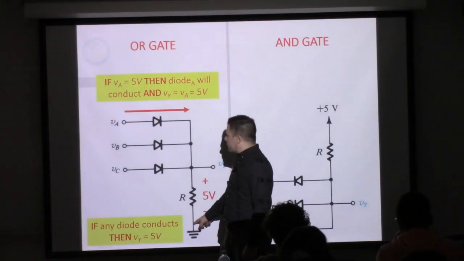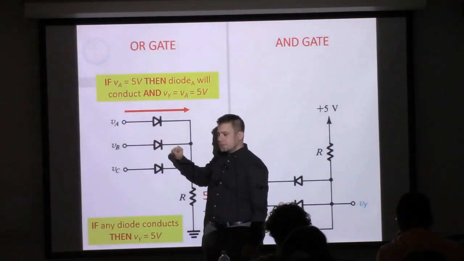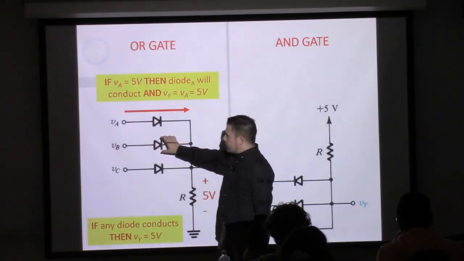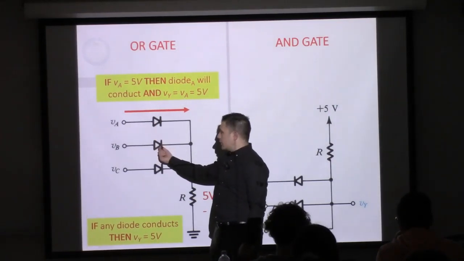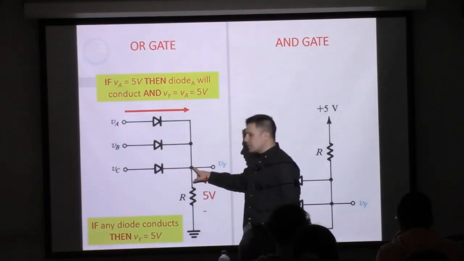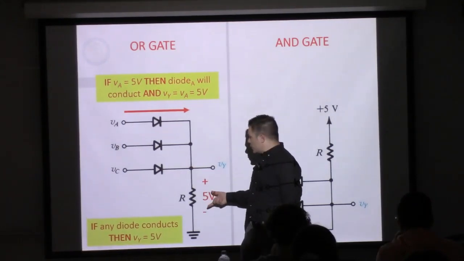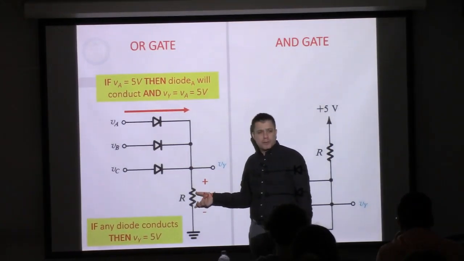Referred to ground is positive, so this will start to conduct. We're using the ideal diode model, which means that when it's conducting, it's a short. So the voltage here will be the same as the voltage right here, which will give us a 5-volt output.